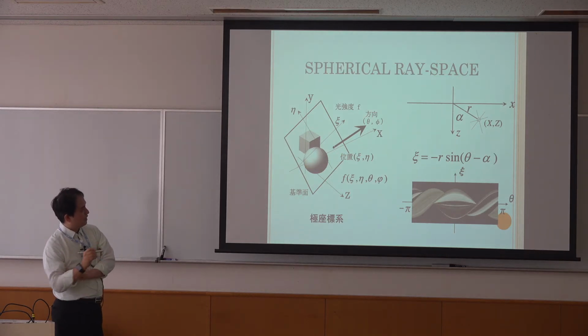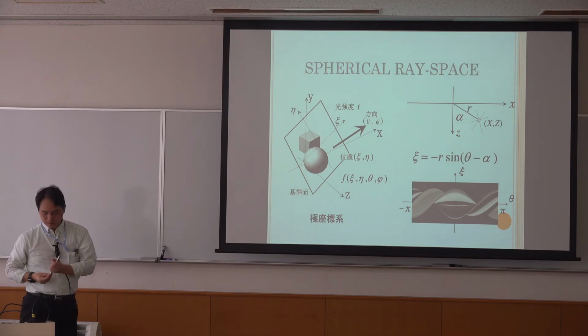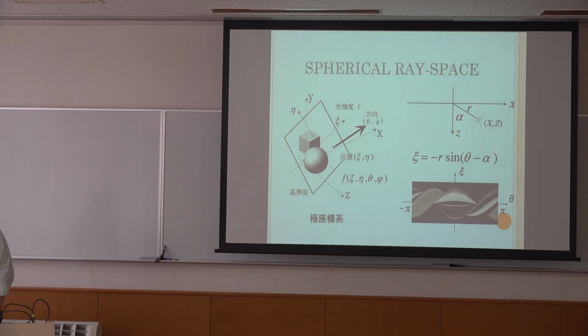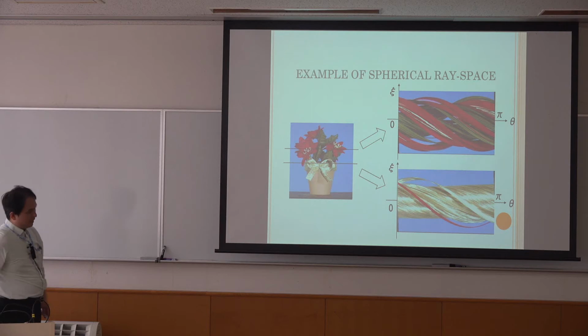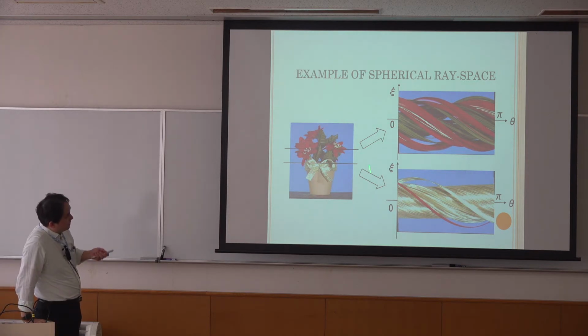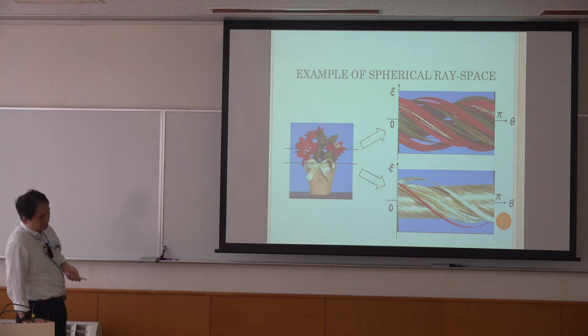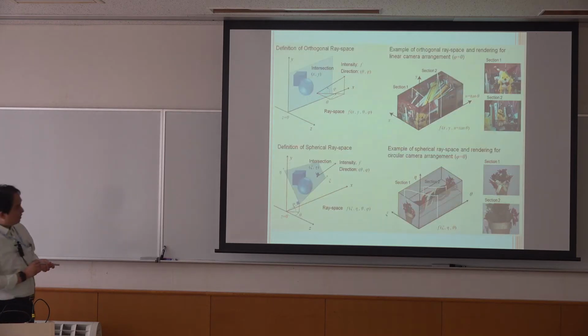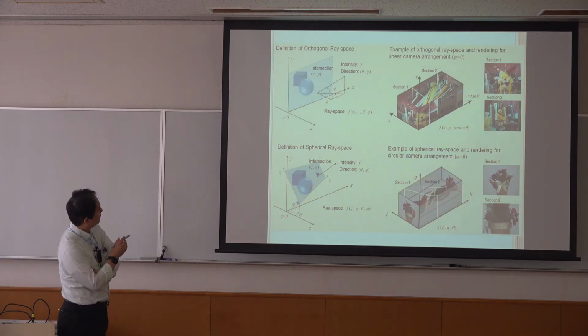Okay, x equals minus r sine theta minus alpha. This is an example of a ray space here, a 360 type spherical ray space. It's like this. And okay, this is an orthogonal ray space as described before, and this is a spherical ray space.